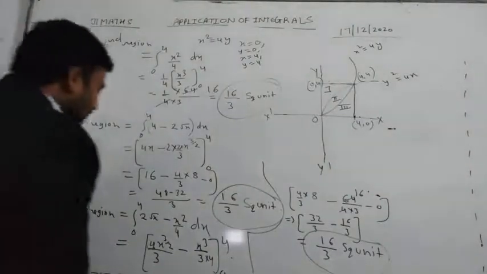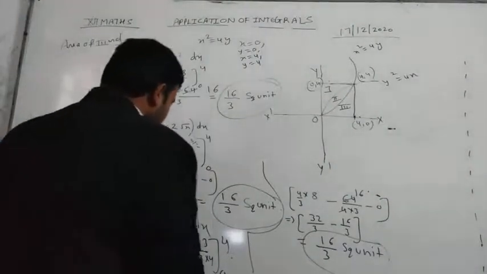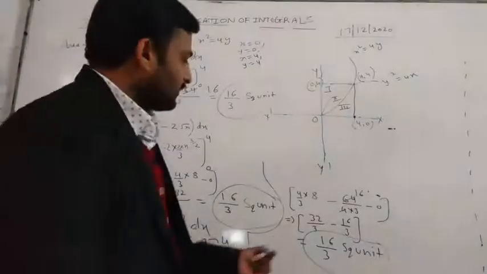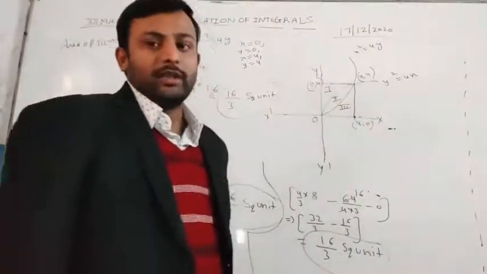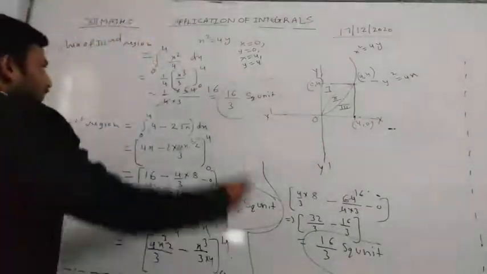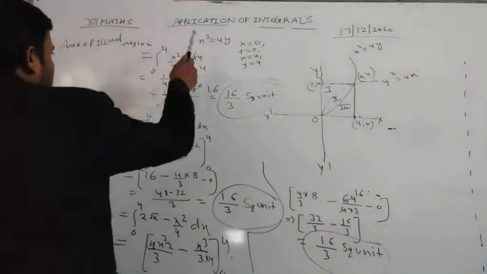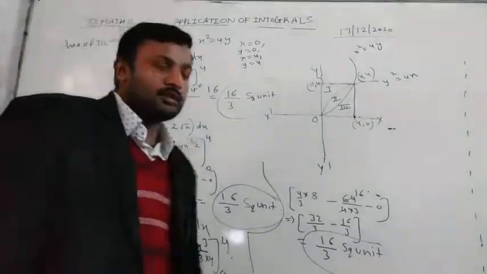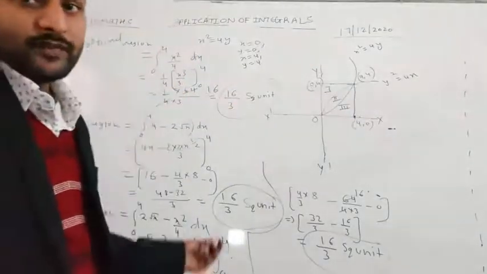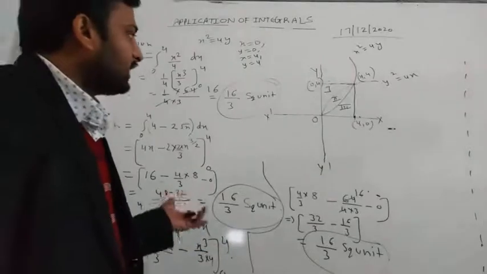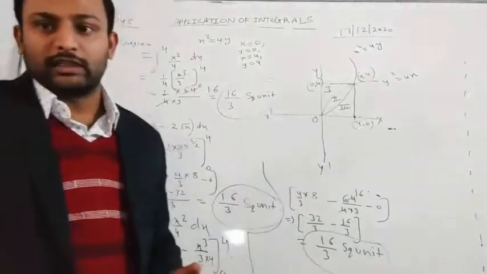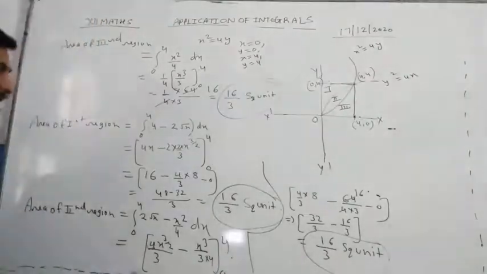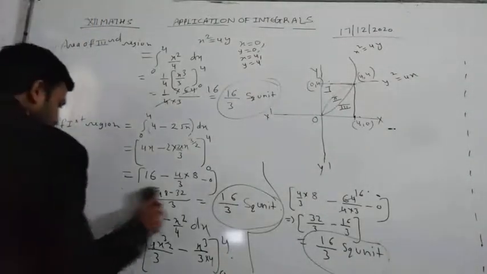The area of the second region is the integral from 0 to 4 of 2 root x minus x square by 4 dx. After solving we are getting again 16 by 3. Now the area of the third region, which is also given to us, is the integral from 0 to 4 of x square by 4 dx. Now putting the limit here we are getting again 16 by 3. So in this way we can say that the area of all regions will be equal, that is 16 by 3. I hope you understand students. Let's see the next question.